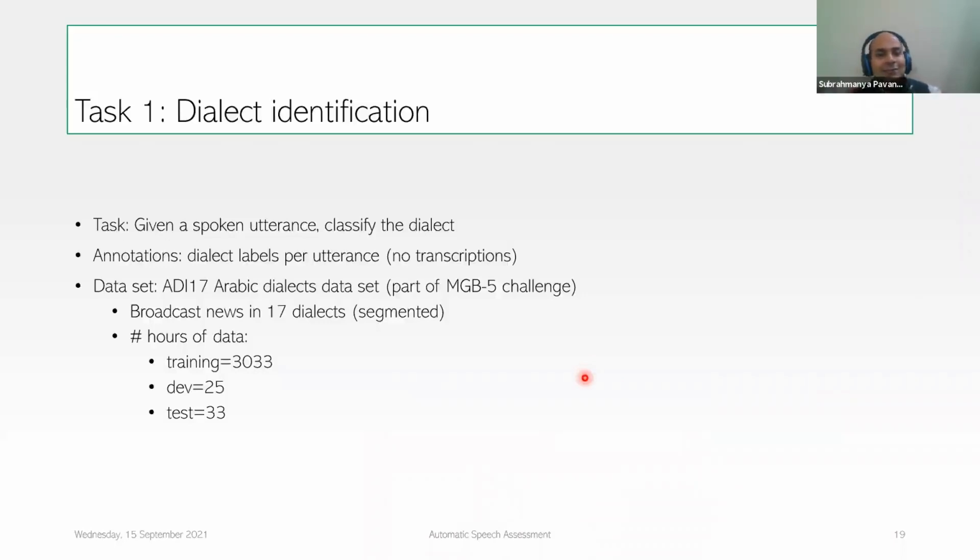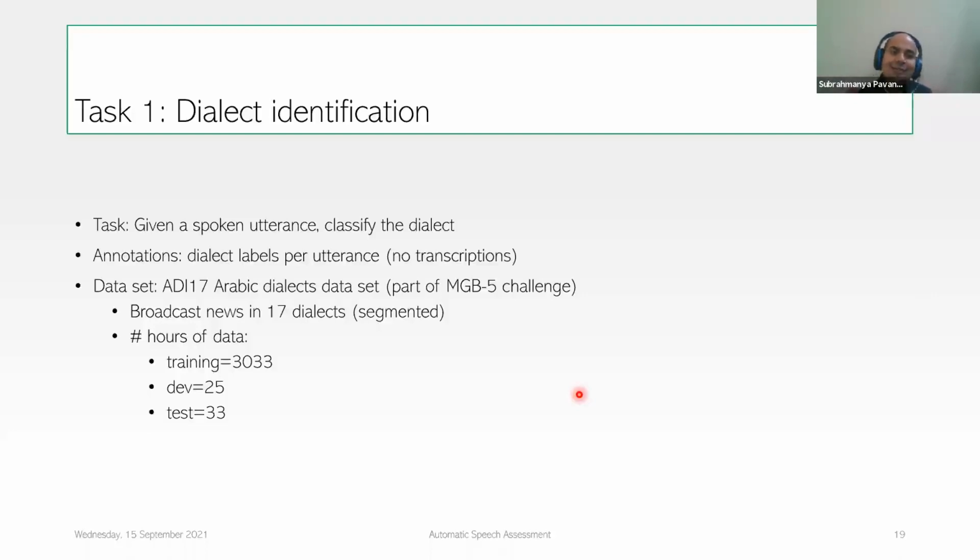I'll give you one or two tasks where we have experimental results. The first task is dialect identification, where given a spoken utterance, we need to classify the dialect. The annotations given for this data set are dialect labels per utterance, and there are no transcriptions. So there are utterances and then their dialect labels.